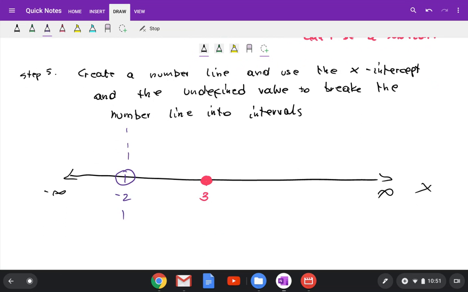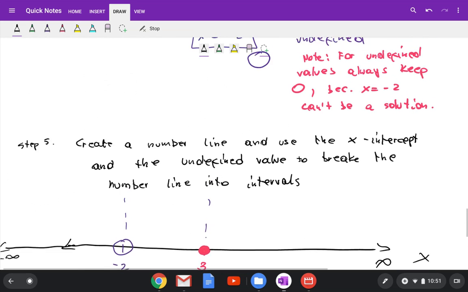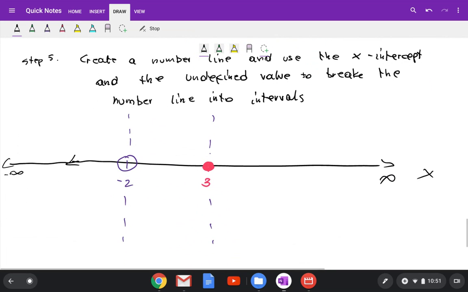And now the number line was divided into 3 intervals. Let me just extend a little bit on this side. So here it's negative infinity. So what will be the solution? Let me just copy our inequality. The inequality which we're solving is x minus 3 over (x plus 2) squared less than or equal 0.